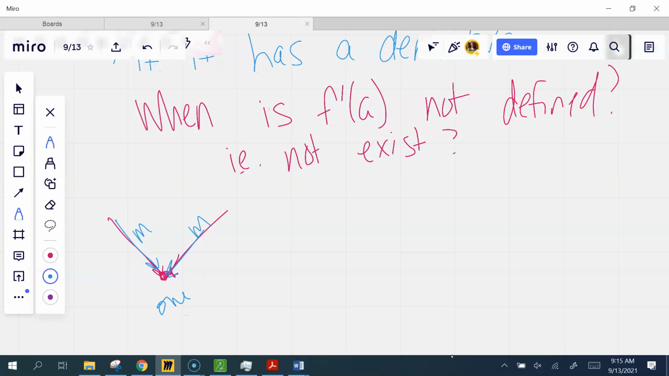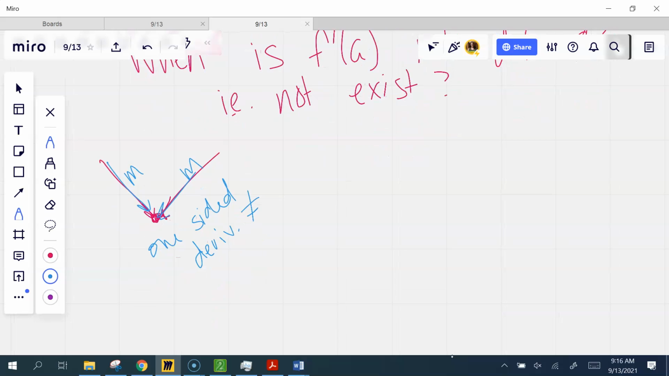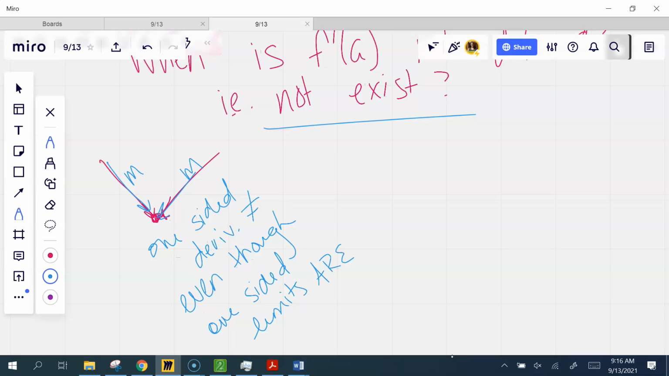So one-sided derivatives are not equal, even though one-sided limits are. I want you to see the difference there, okay? The derivatives are not the same from each side, but the limits are the same from each side. So I can have the limit defined, but not have a derivative. The function not be differentiable at that point.